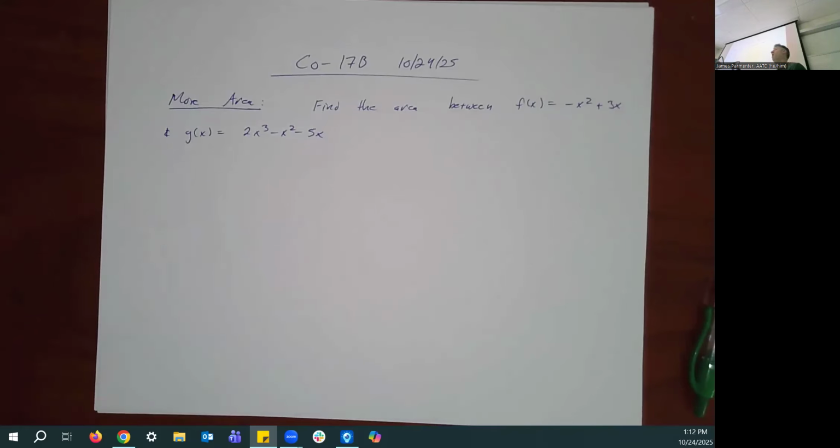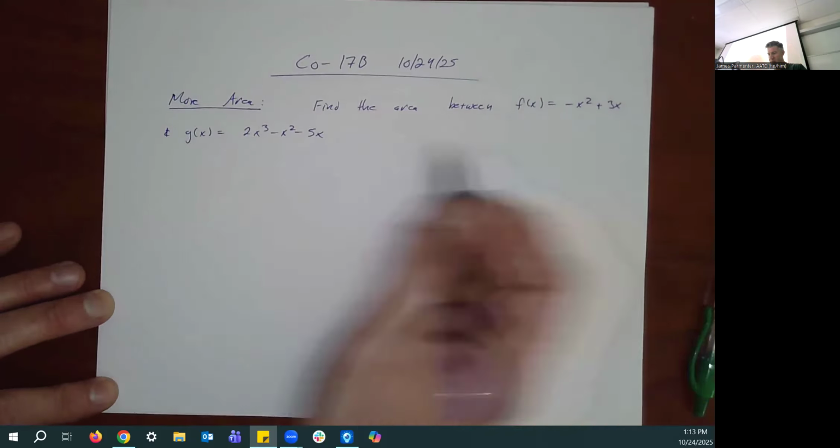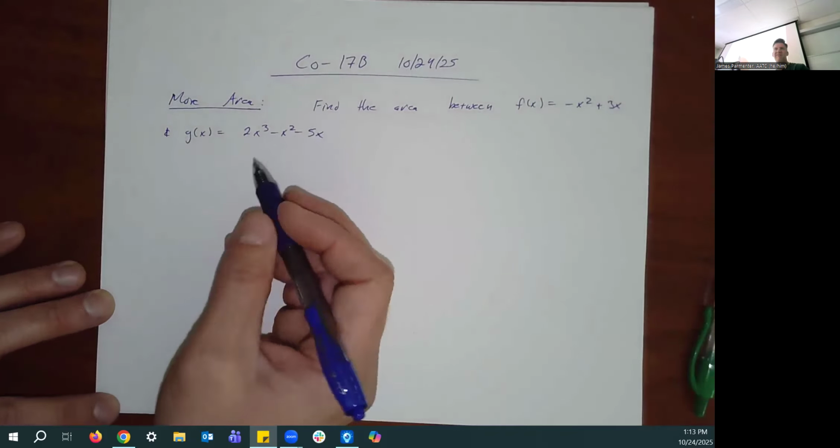So normally I would say you should probably graph it, unless you're in the situation where you have exactly two curves. If you have two curves and you're just trying to find the area between them, you can get away without graphing it. I'll point out these ones are kind of hard to graph. Negative x squared plus 3x, not too hard to graph. This cubic function, not great.